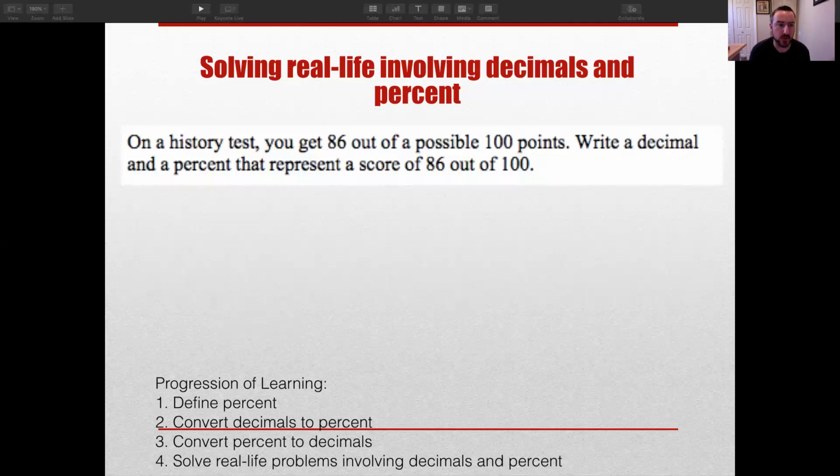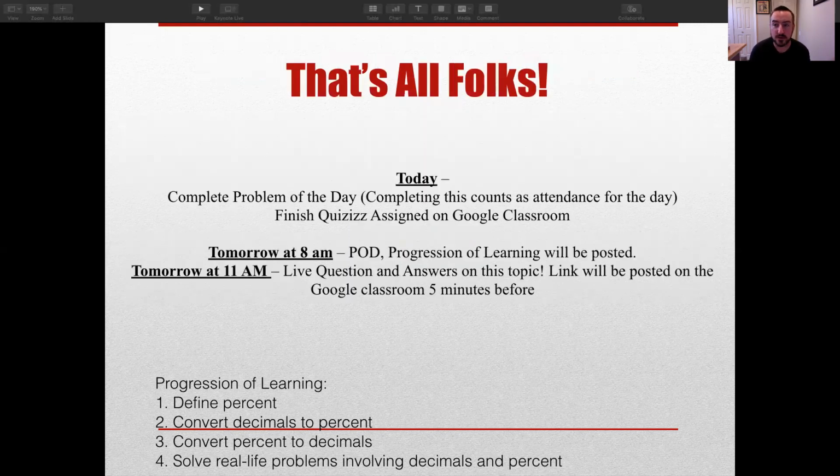All right, let's go over it. On a history test, you get 86 out of a possible 100 points. Write a decimal and a percent that represents a score of 86 out of 100. Remember, percent literally means out of 100. So if the number is out of 100, like 86, your percentage would be 86%. And what would that be as a decimal? 0.86. 8 in the tenths place, 6 in the hundredths place. That's all we're doing for today, just going over basic decimal and percent conversions.